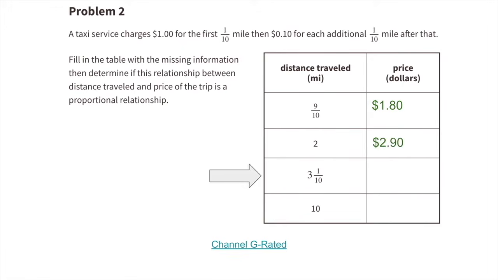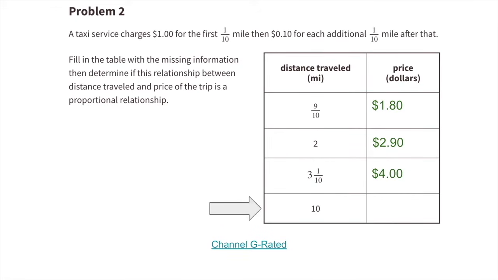When the distance traveled is 3 1/10 mile, that's the same as 31/10 of a mile. The first 10th would be $1, leaving 30/10 left over, or 30 dimes. And 30 dimes is $3. So $1 plus $3 is $4. To travel 3 1/10 mile, it would cost $4.